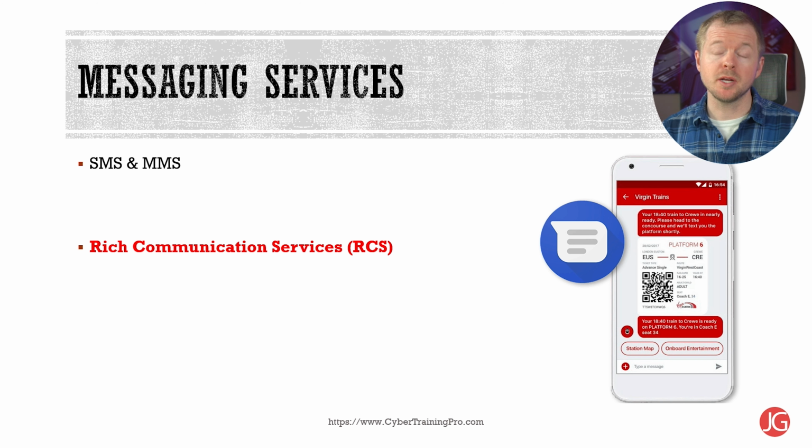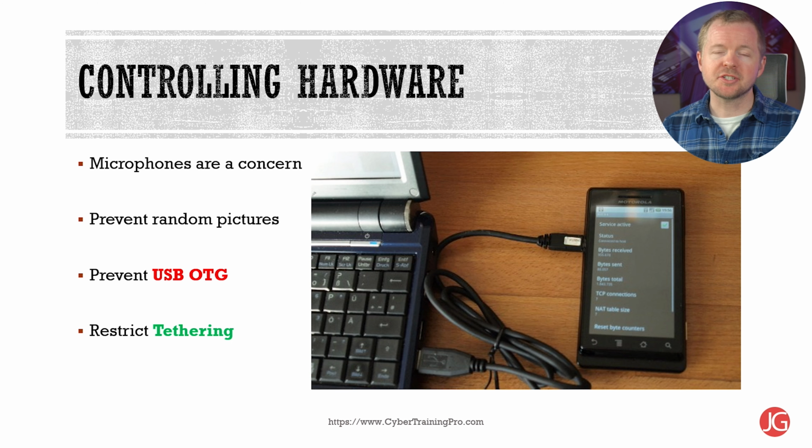MMS is also known to allow remote code execution for attackers. Rich Communication Services, RCS, is a protocol designed to replace SMS for text messaging and has some additional improvements with it. As you know, cell phones these days have microphones and cameras that potentially can be activated on demand. MDM software can disable these features to prevent things like random pictures taken without a user's consent.